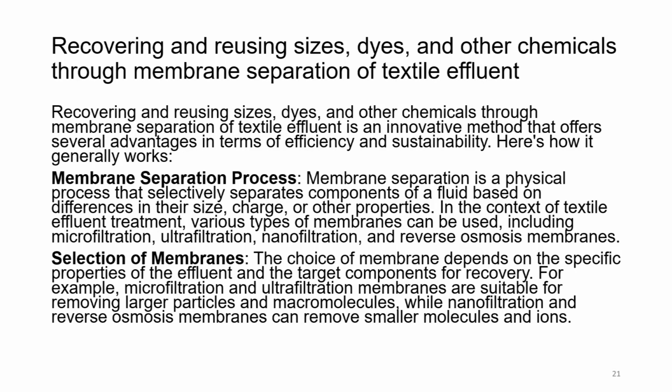Selection of the membrane. Now, this is very crucial. The choice of membrane depends on the specific property of the effluent and the target component for recovery. For example, microfiltration and ultrafiltration membranes are suitable for molecules which are larger in size and macromolecules, while nanofiltration and reverse osmosis membranes can remove small molecules and ions only. And this we had discussed earlier, that these are categorized into micro, ultra, nano and reverse osmosis based on the pore size.